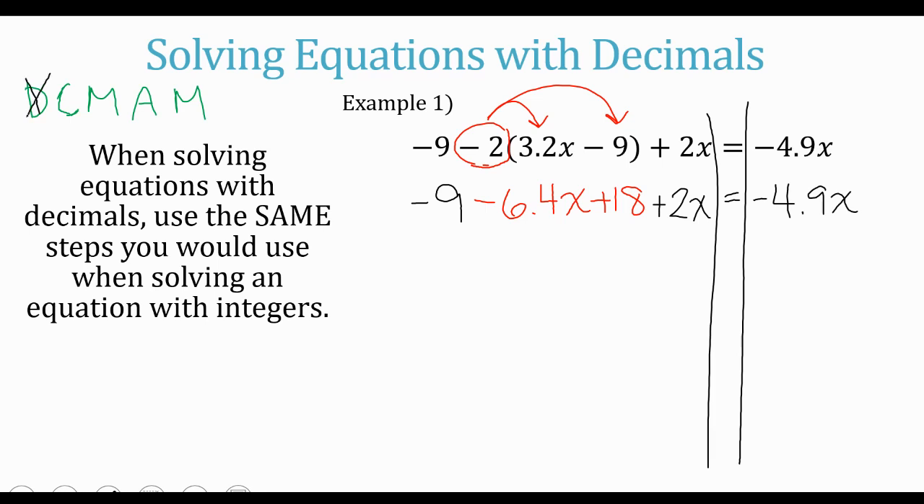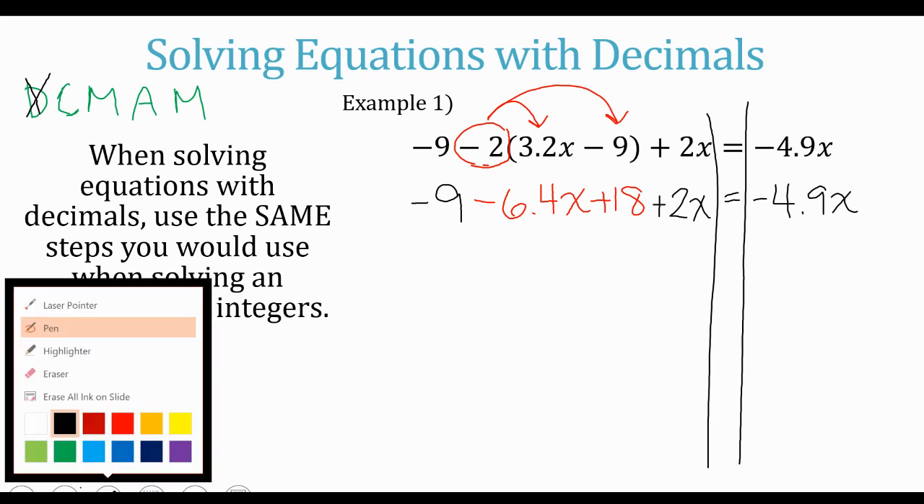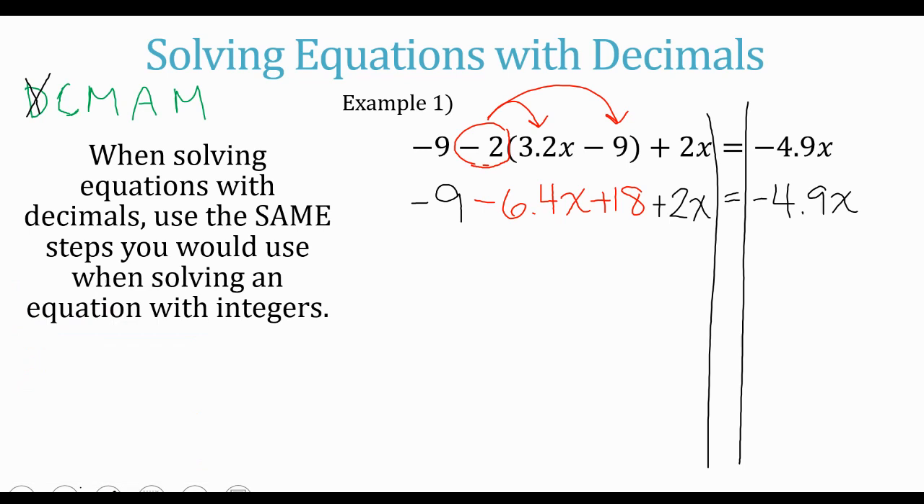Okay, so we distributed. Now the next thing that we want to do is combine our like terms. So here we know on this side of the equal sign, this negative 4.9 doesn't have any like terms. So we're not even going to look at this side. We're only going to focus on this side. So I'm going to go ahead and identify some like terms here. So we have negative 9, which is like terms with this positive 18 because they both do not have a variable. So I'm going to combine those first.